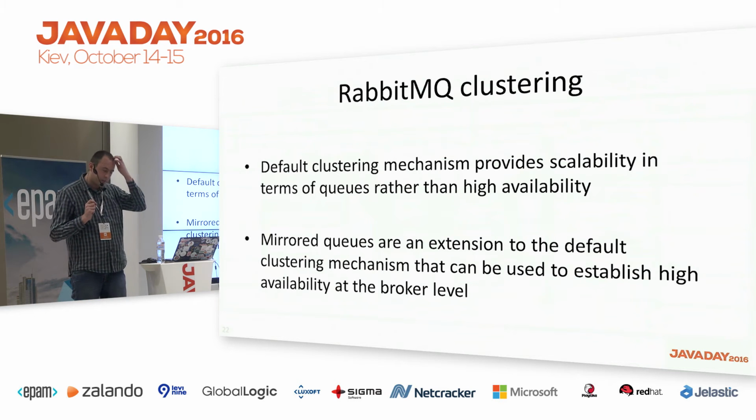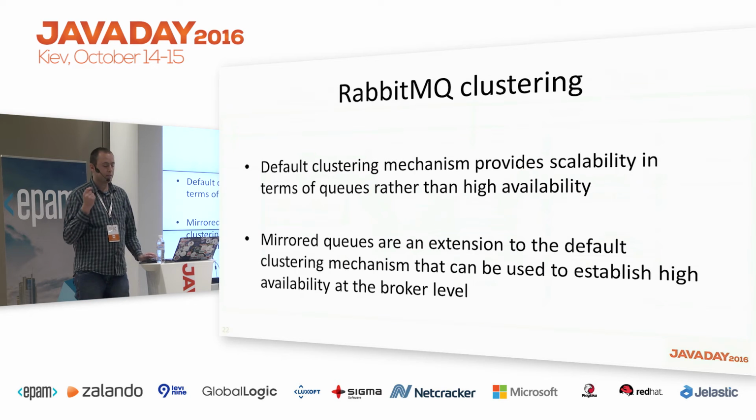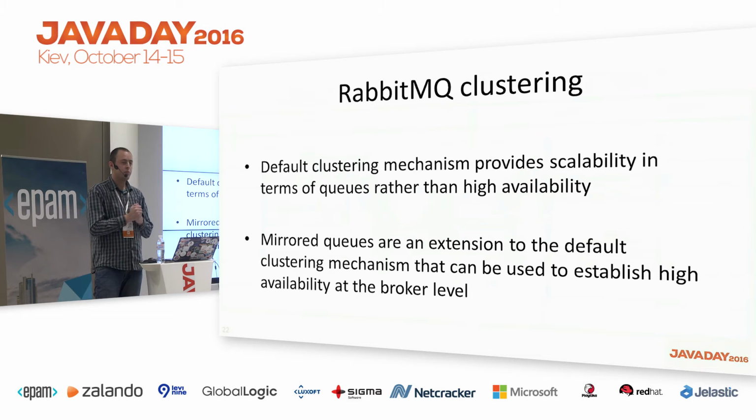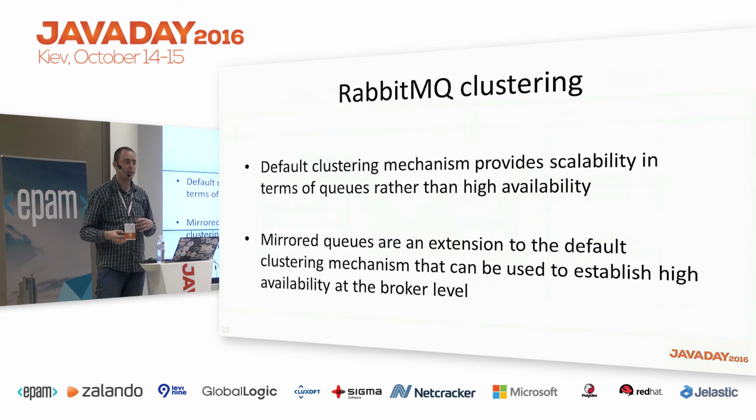In terms of clustering, to finish on the topic of RabbitMQ, clustering in RabbitMQ is established in terms of different nodes that participate in the same cluster, and it provides a way to scale a RabbitMQ deployment. By default, the clustering mechanism provides you with the ability to create different queues in different instances in the cluster, which are independent of each other. This guarantees that if you have more demand for more queues and more processing at the level of the message broker, you just add more instances and create more queues in those instances.